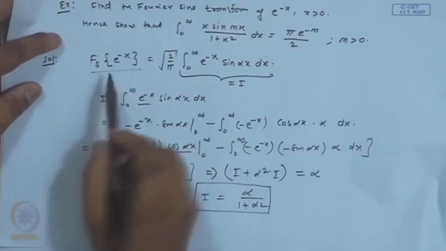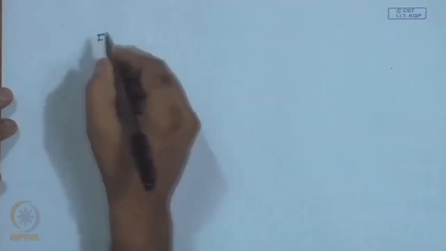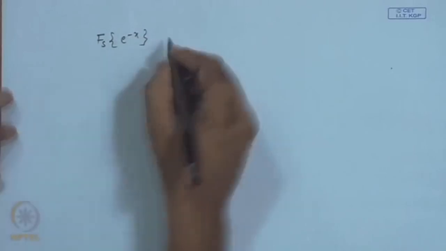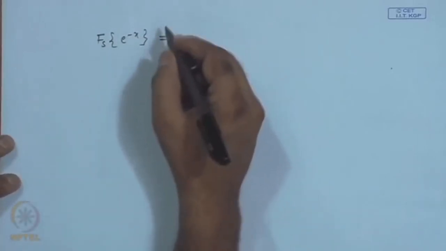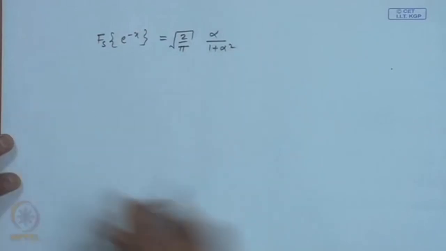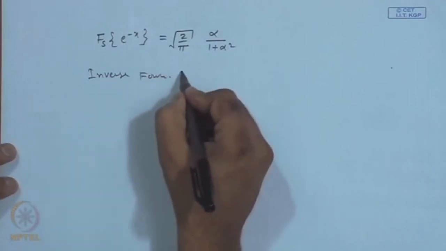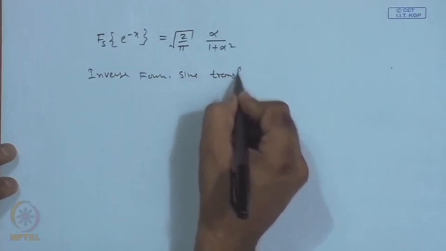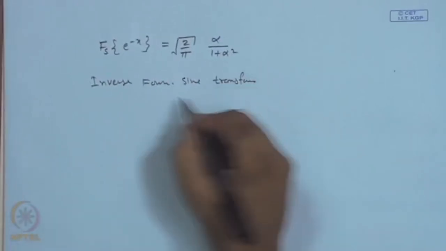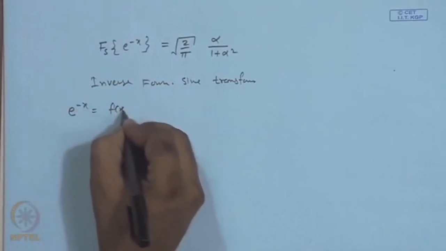So, now we have this I, and we got the Fourier sine transform of e to the power minus x. So, square root 2 over pi, and then we will replace with this I. So, we have basically the Fourier sine transform of exponential minus x is square root 2 over pi times alpha over 1 plus alpha square, and now we take the inverse Fourier sine transform. So, we will get e to the minus x, and that was our f x.